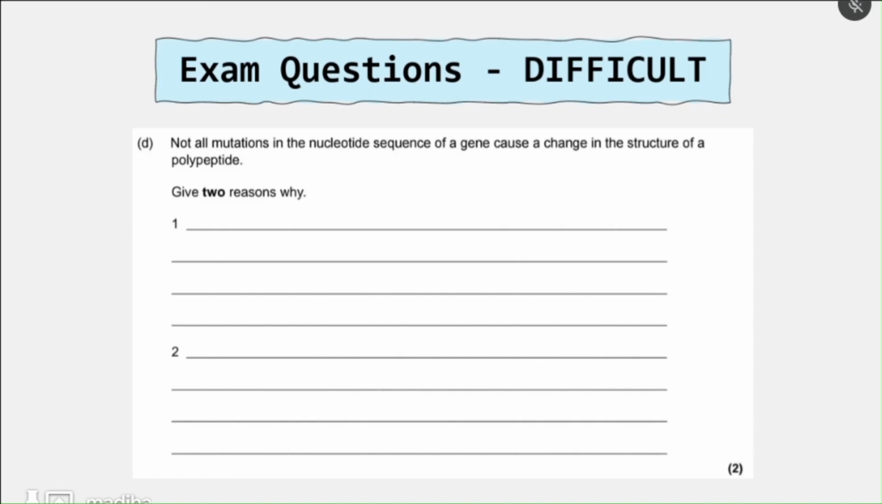But not all mutations in the nucleotide sequence of a gene cause a change in the structure of a polypeptide. Give 2 reasons why. So again, let's just highlight. It's saying not all mutations cause a change in the structure of a polypeptide. It's saying give 2 reasons why. So make sure that you're reading it. It says of a nucleotide sequence of a gene, so you know it's going to be inside a gene.